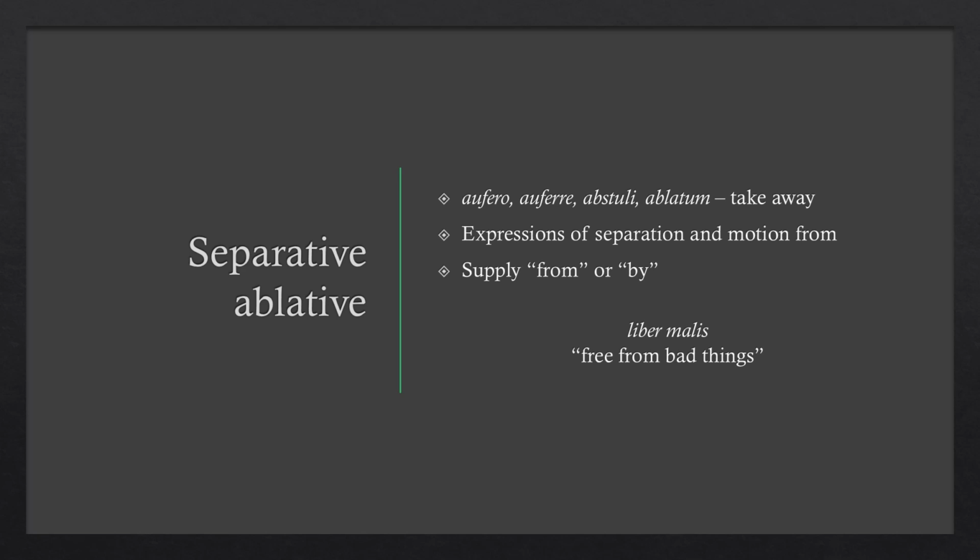First, the ablative proper or separative ablative. The word ablative comes from the Latin verb aufero, auferre, abstuli, ablatum, take away. This is because the ablative case is often used to express separation. Thus, the separative ablative refers to ablative expressions of separation and motion from. In these cases, you supply the English words from or by. For example, liber malis would translate to free from bad things.